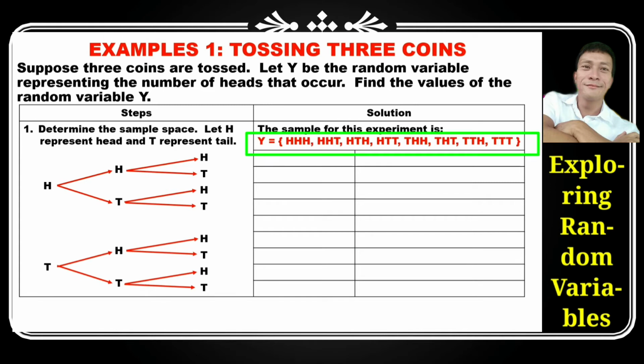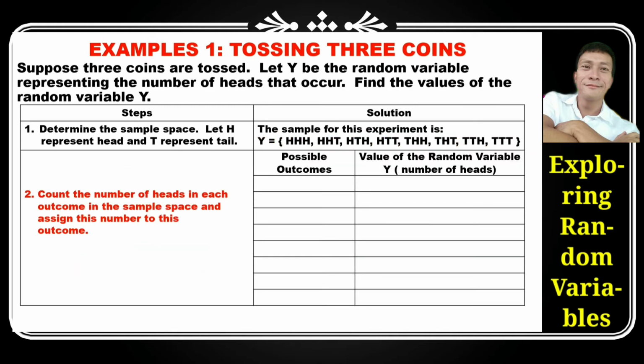After finding the sample space, let us count the number of heads in each outcome in the sample space and assign a number to this outcome. Let's draw 2 columns. The first column for possible outcomes and the second column for the value of the random variable y, or the number of heads.